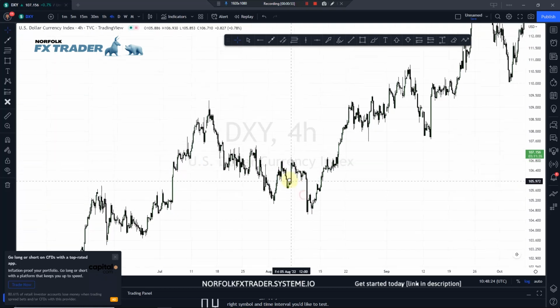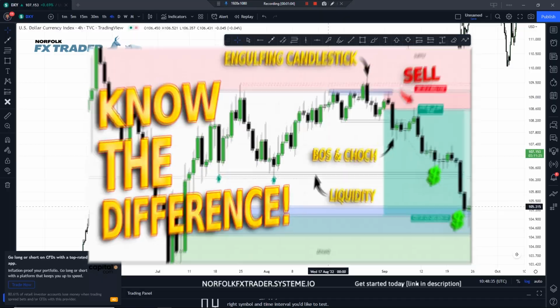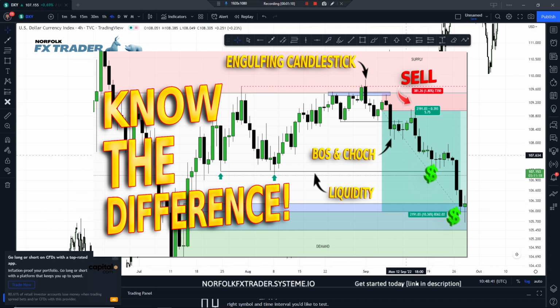Now, when we're doing this, you need to understand the use of the break of structure and hopefully the change of character as well. If you don't, there is a video at the end of this video that goes through the difference between the two, because you really need to understand the difference when you want to start using those for your entries with that change of character.